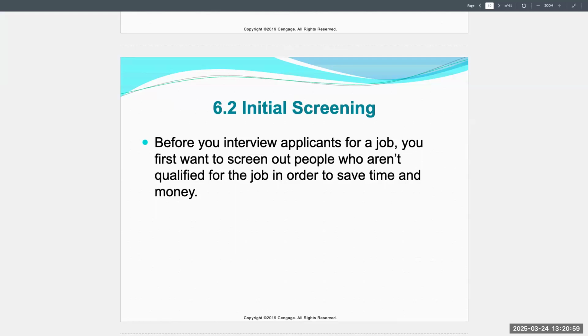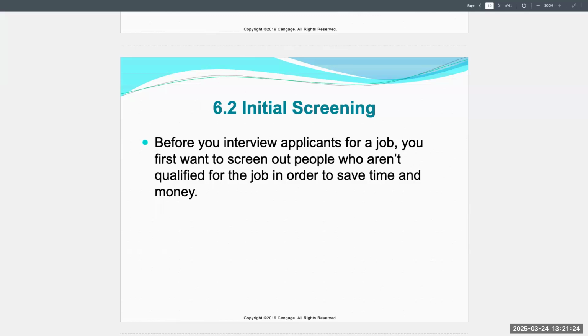This isn't just about efficiency, it's about cost control and time optimization. Interviewing takes time, and time is money, especially when multiple decision makers are involved. So the goal of the initial screening is to prevent unqualified candidates from progressing through the rest of the pipeline. This helps keep later steps like the interviews and the testing focused and effective.